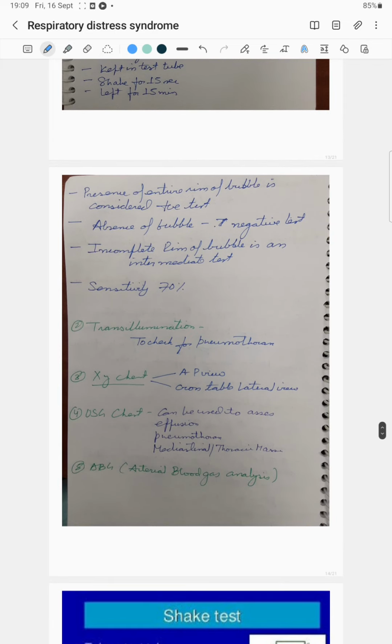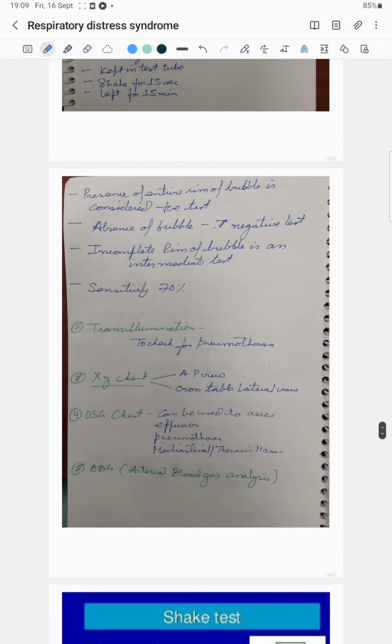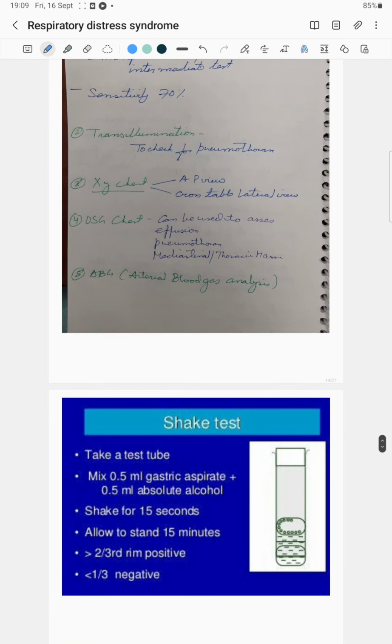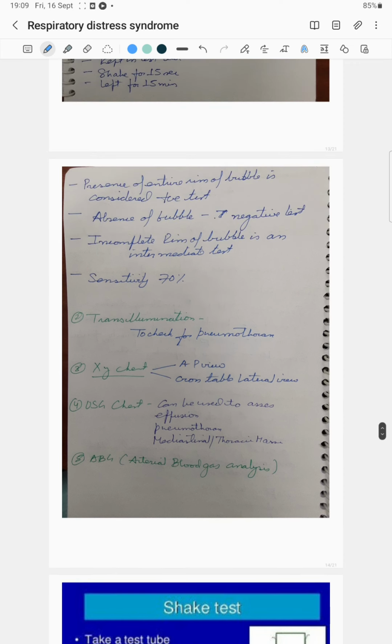So one of the most important things is the shake test. What do we do in the shake test? We take a test tube, we take 0.5 ml of gastric aspirate taken out by NG or OG tube, and then we add 0.5 ml of absolute alcohol.